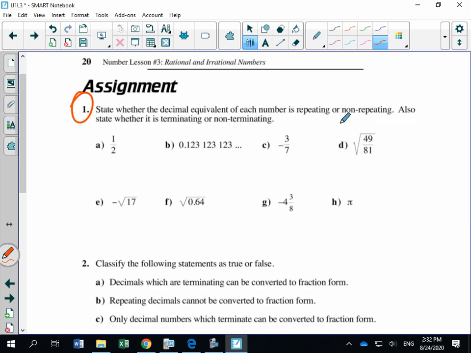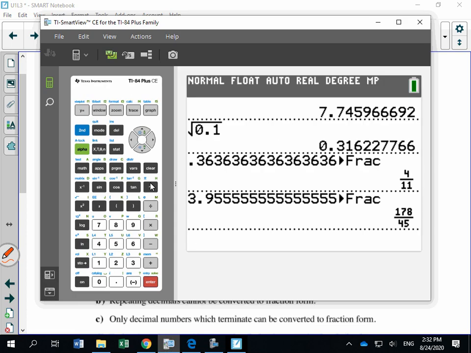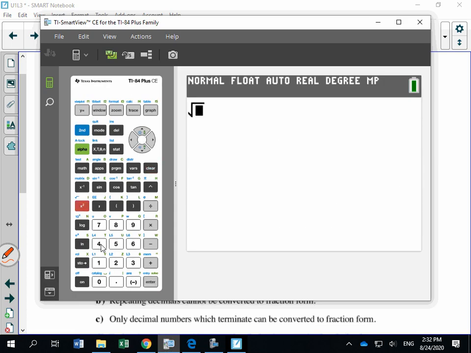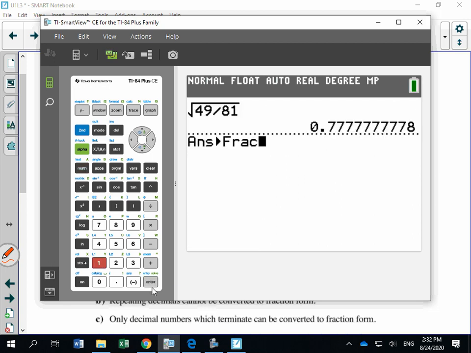This guy here, the square root of 49 over 81. So on your calculators, square root of 49 divided by 81, hit enter, gives you this. Go to Math 1 fraction, and it's a fraction. So what's happening here, it's 0.777777. It just keeps going on and on. Remember, like I said, when it is repeating and non-terminating, your calculator rounds up. Because it has to stop, on my calculator, it rounded the 7 to an 8.